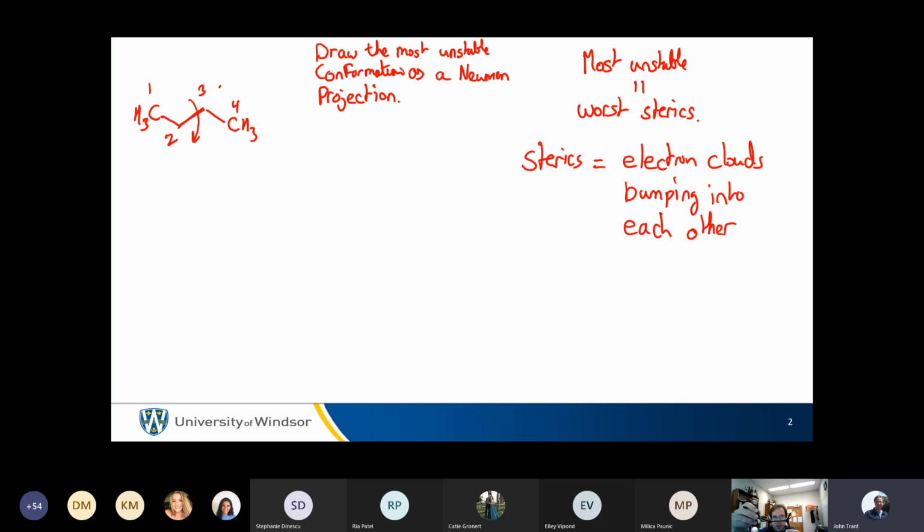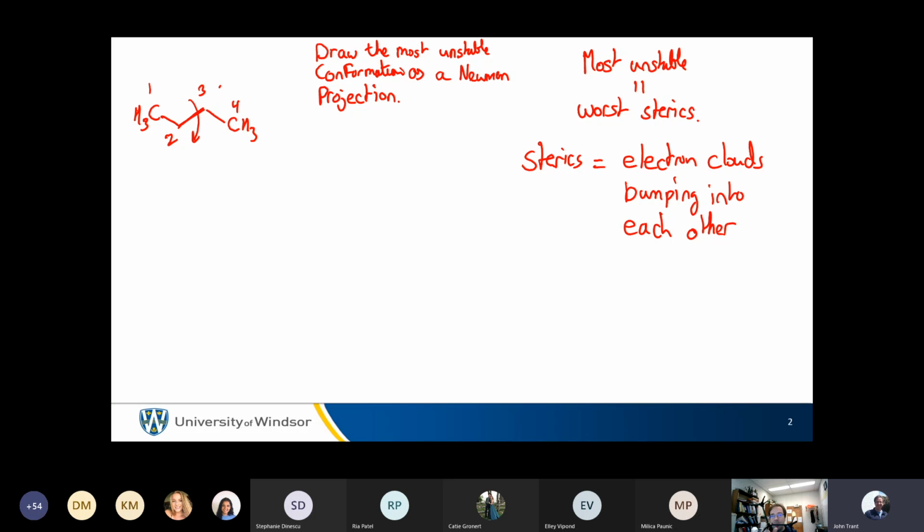It's very hard to tell, so that's what we're going to use our Newman projections for. So what is a Newman projection? Essentially, you have to define the bond you're looking down. You can't say draw the Newman projection of this molecule. That's a meaningless statement. I can say draw the Newman projection along the bond between carbons 2 and 3 of this molecule, or along this bond.